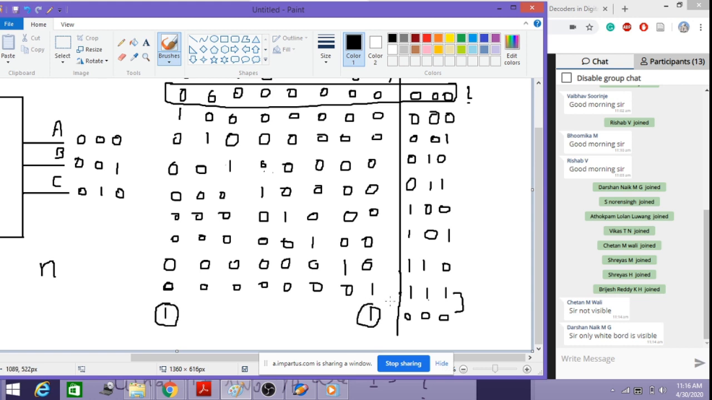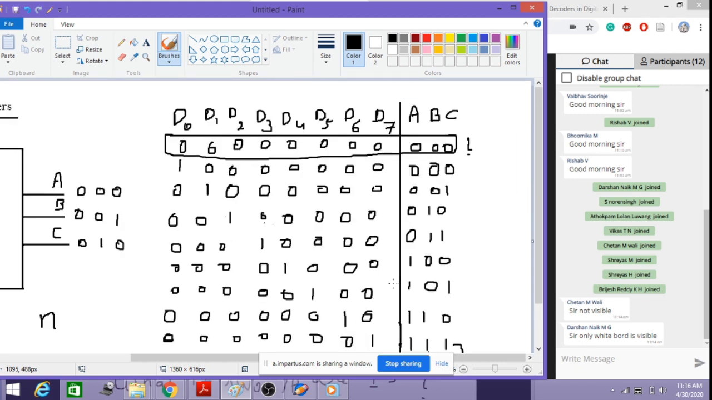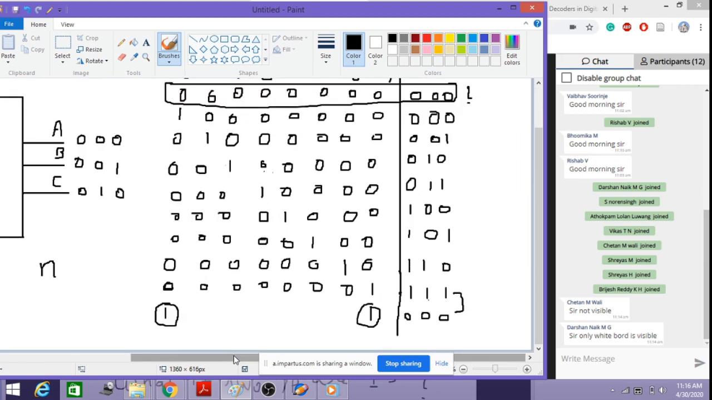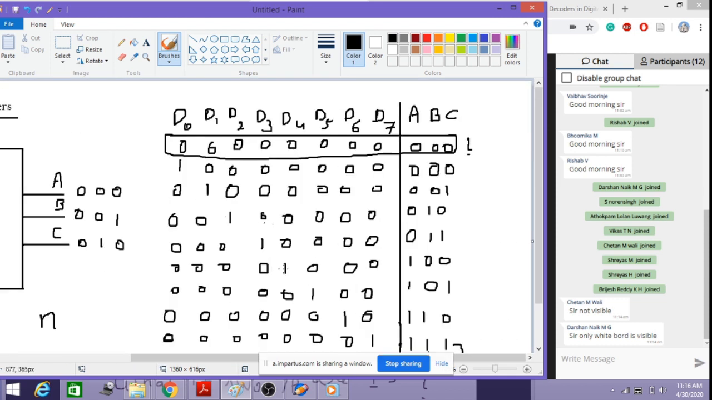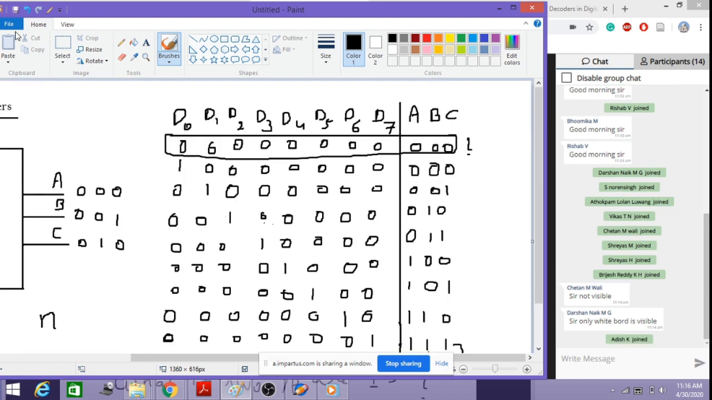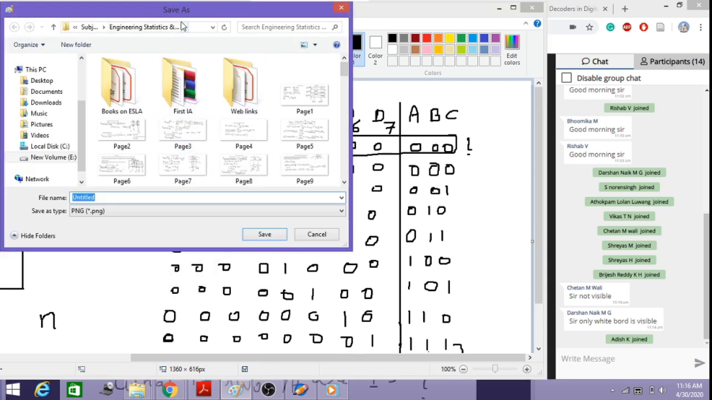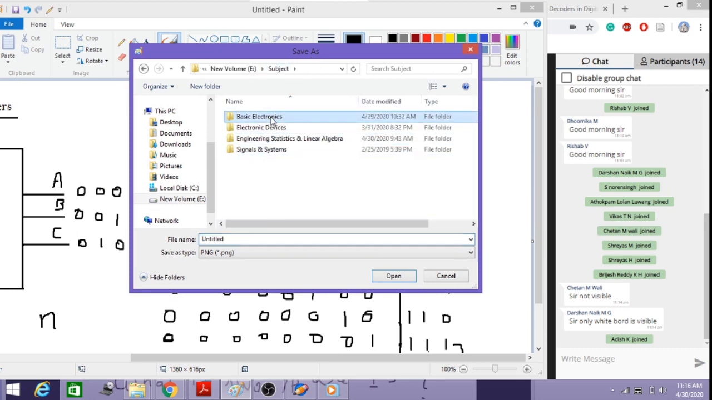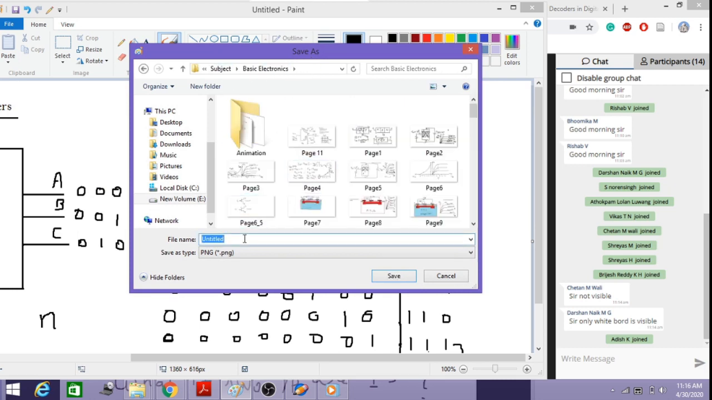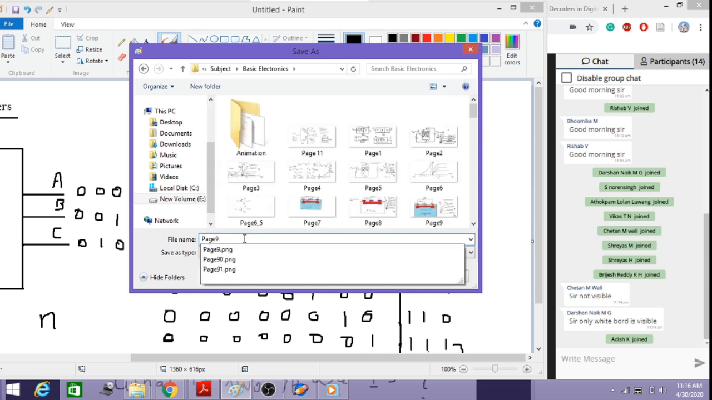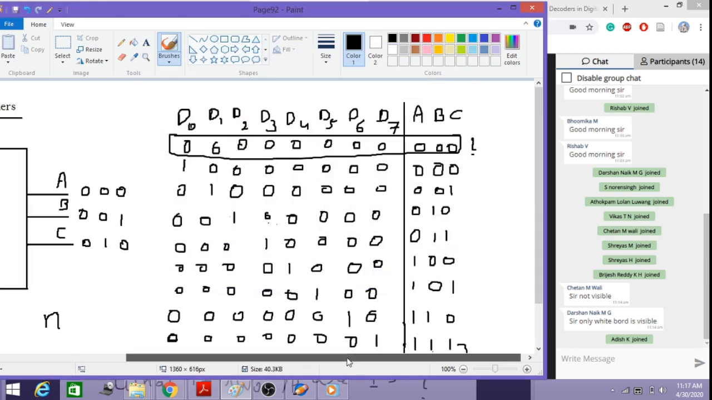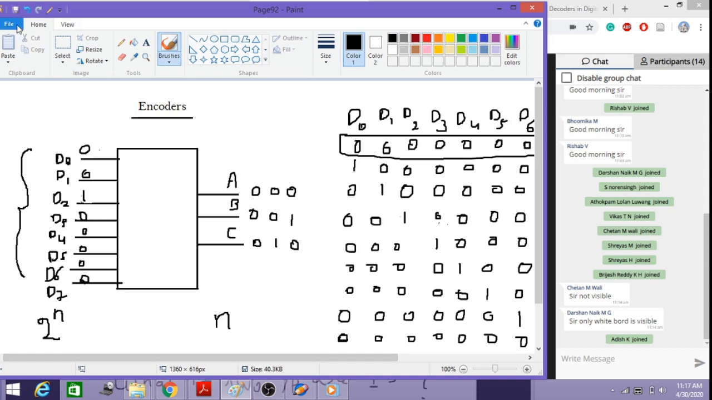To overcome this problem, we have to go for the priority encoder. Before discussing the priority encoder, we will write the logical circuit for this case. I'll show it for 2 to 3 inputs, and the remaining I'll leave to you to write. Let me save this page here. Okay, I'll remove this part here so that we can see this.